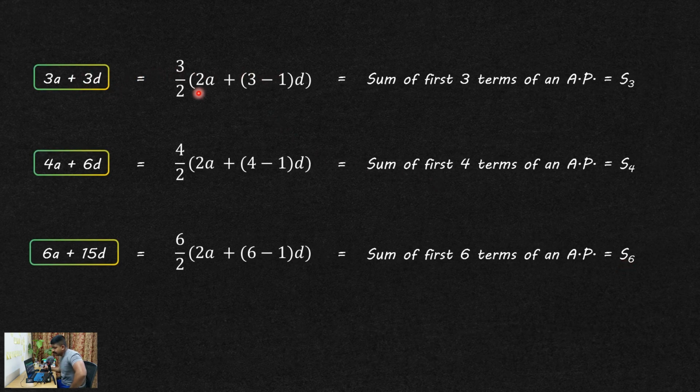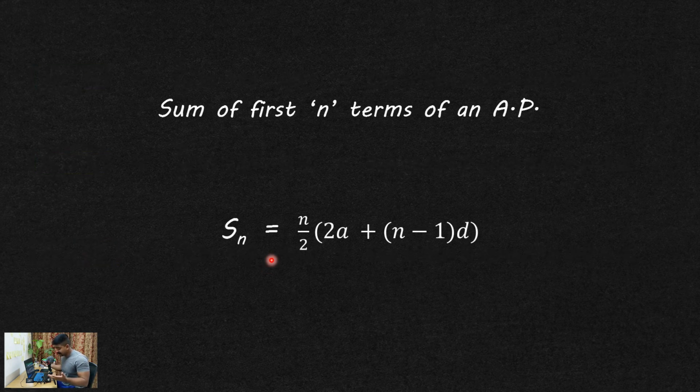So 3 plus 3d, which is equal to 3 by 2 into 2a plus 3 minus 1 into d, was the sum of first 3 terms of an AP, also denoted by S3. S4 is the sum of first 4 terms of an AP. S6 is the sum of first 6 terms of an AP, which is 6 by 2 into 2a plus 6 minus 1 into d. And again, we have a very beautiful formula for the sum of first n terms of an AP, which is given by Sn equals n by 2 into 2a plus n minus 1 into d.